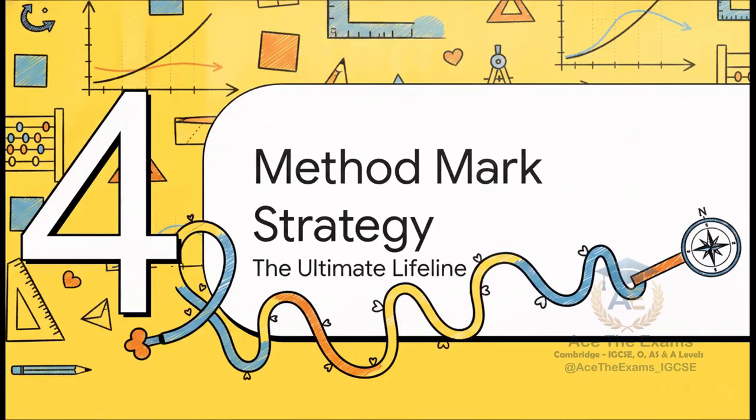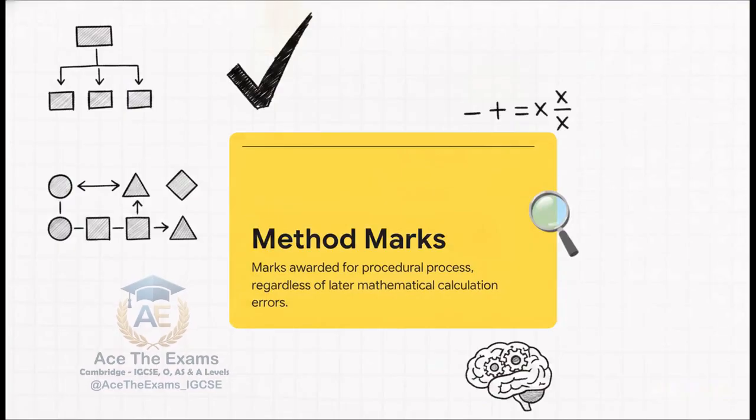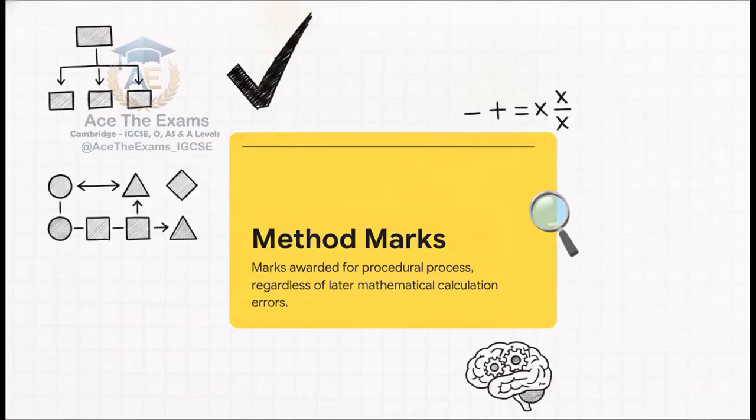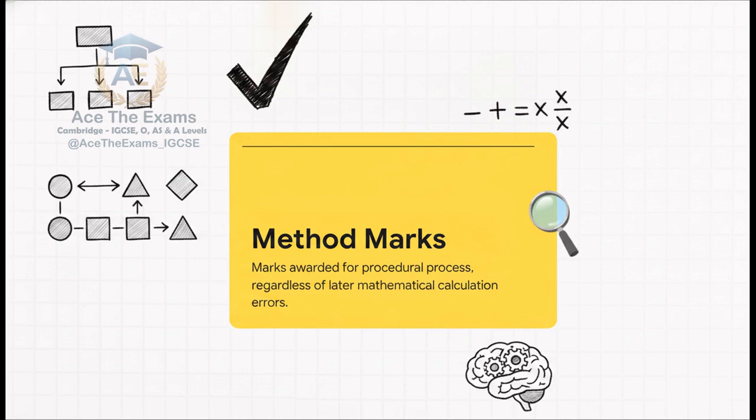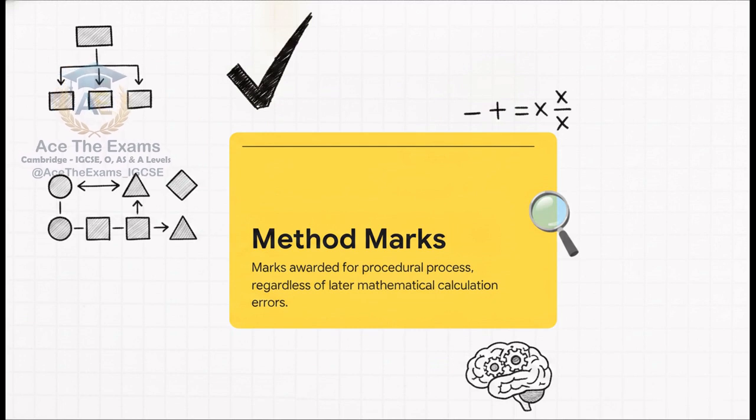And that brings us perfectly to section 4, the method mark strategy. Seriously, pay attention here because this is your absolute ultimate exam lifeline. So what exactly is it? Well, method marks are awarded for demonstrating the correct procedural process. That means you literally get credit for your methodology, regardless of any silly math errors that might pop up later in your calculations. If your logic is sound and visually clear on the page, you're scoring points. It really is that simple.